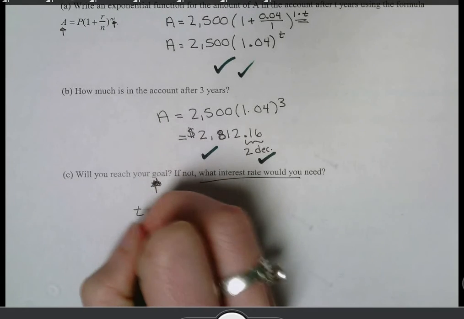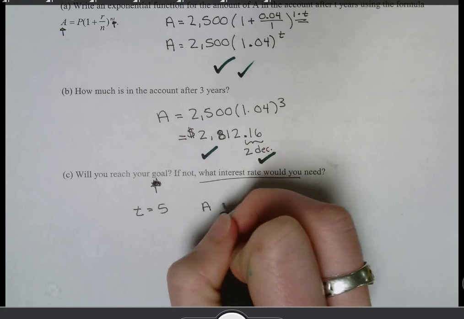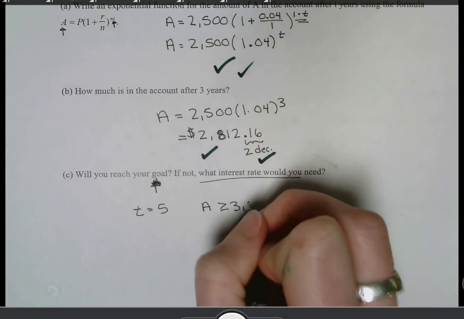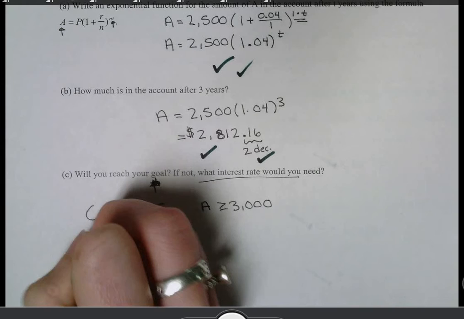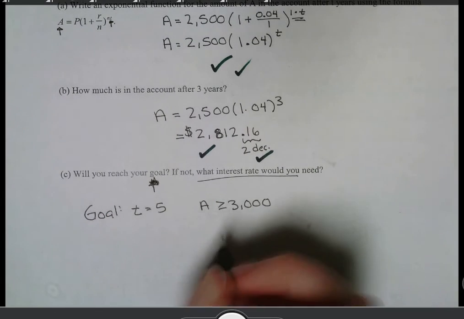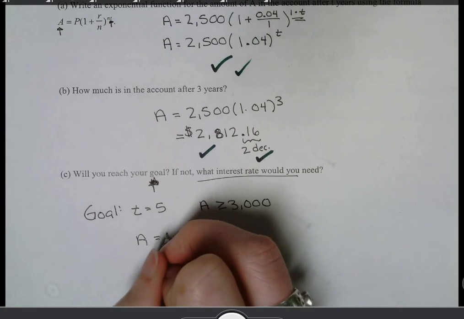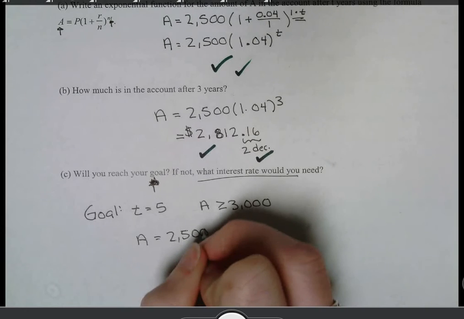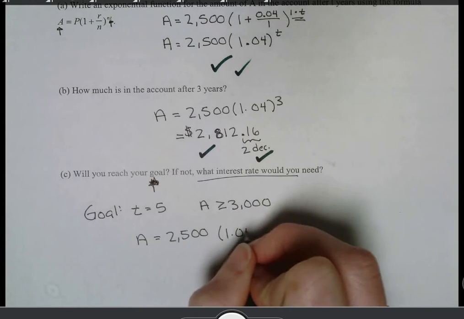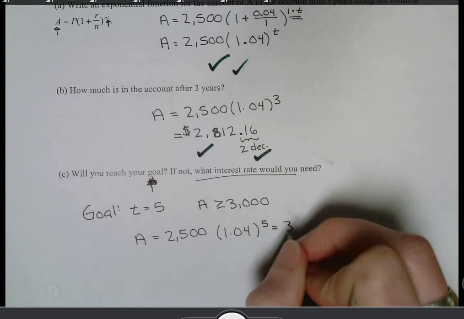And we're looking at time equals 5. And we want our A value to be greater than or equal to 3,000. So that is our goal. So if I plug t equals 5 in, I want to see if this is true. So A is going to be equal to 2,500 times 1.04 raised to the 5. Well, when I find that, I get 3,041 out.